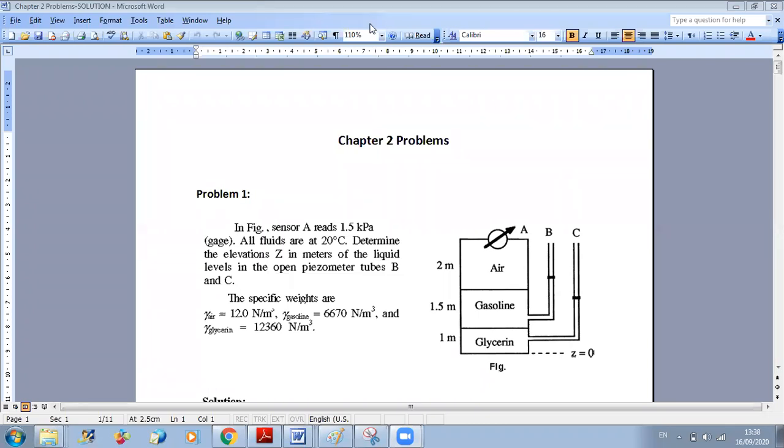So here, this is my figure. I have my reference level at the bottom. This corresponds to Z equals 0. What I want to find is the height from this level to the fluid in tube B, so I will call it Z of B. And I need also to find the height in the second tube. I need to find Z of C. So this is the question.